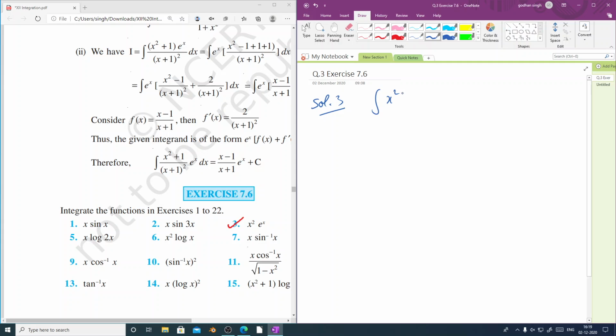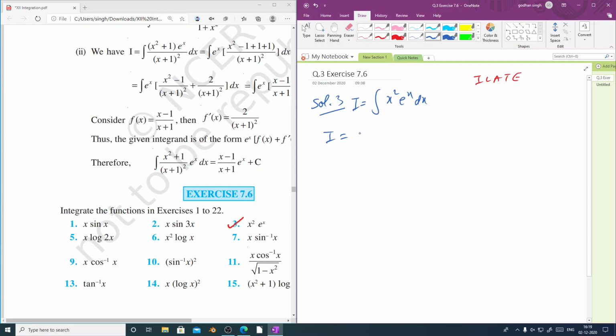Integration of x square e raised to x dx. Here let us first write down the rule of ILATE, I-L-A-T-E. Here we can see that x square is algebraic and e raised to x is an exponential function. So A is coming first and E is coming later. That means they are in order. So there is no need to interchange them. Suppose this is I. So I equals, now you will be using the formula of integration by parts.